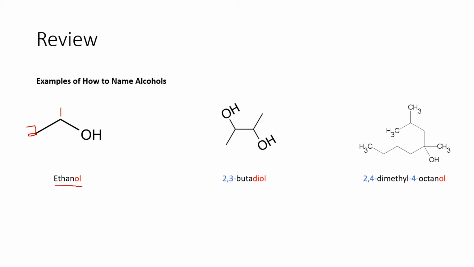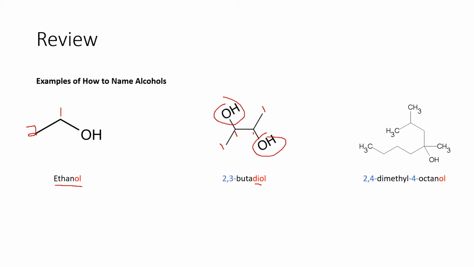Our second example has 4 carbons, 1, 2, 3, and 4. You can do it the opposite way as well, it doesn't matter for this one. And then you specify where your hydroxyl groups are, so it'd be 2 and 3 regardless of which way you start at. And it's diol because you're specifying 2 hydroxyl groups.